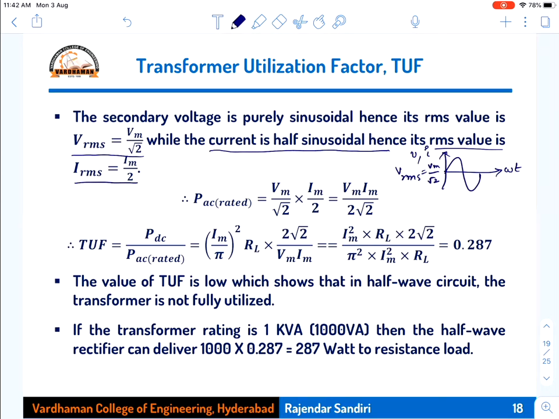For example, if you take the sinusoidal waveform across the secondary winding, the Vrms is Vm by root 2 and IRMS is equal to Im by root 2. Both will be similar. Both will be for the full sine waveform. But when I connect the diode to the secondary winding, what happens? The current is changing. It is not flowing in the full cycle. It flows only in the half cycle. In the other half cycle it will be zero. In that case, the RMS value will be different. The RMS value of the half wave rectifier is Im by 2.